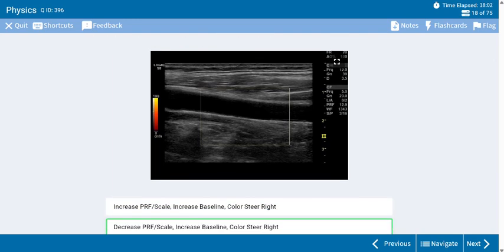That is a good thing to keep in mind when you are looking at the artery, or the CCA, the common carotid artery.